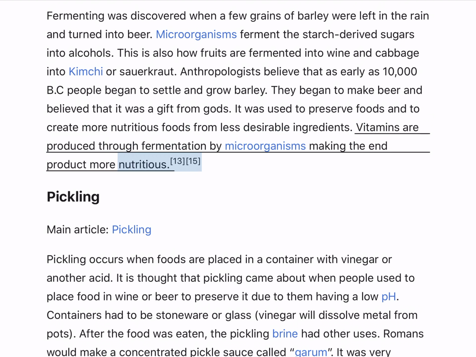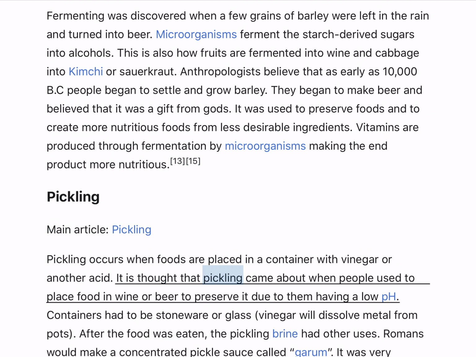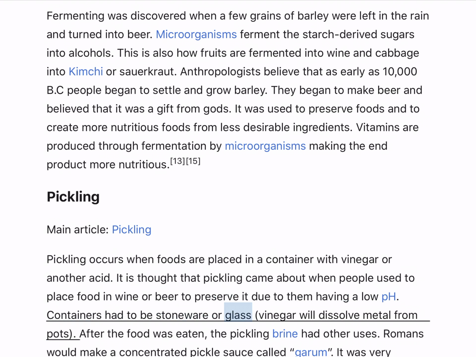Pickling. Main article: Pickling. Pickling occurs when foods are placed in a container with vinegar or another acid. It is thought that pickling came about when people used to place food in wine or beer to preserve it, due to them having a low pH. Containers had to be stoneware or glass. Vinegar will dissolve metal from pots.